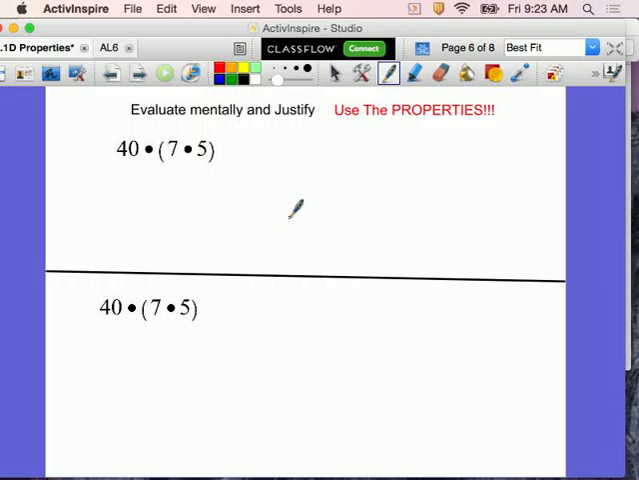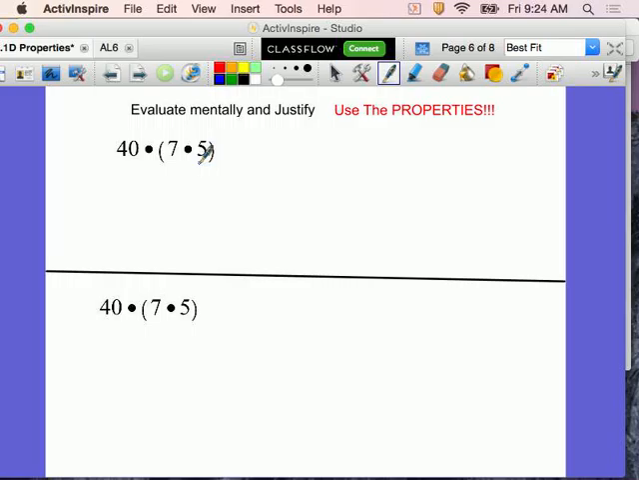So looking at this, I have 40 times the quantity 7 times 5. Okay, so looking at this one, I go, okay, well it's all multiplication. So I can use a commutative and an associative property. Or an identity property, but I don't see a 0 there, or a way to make a 0. So we're using the commutative or the associative property.